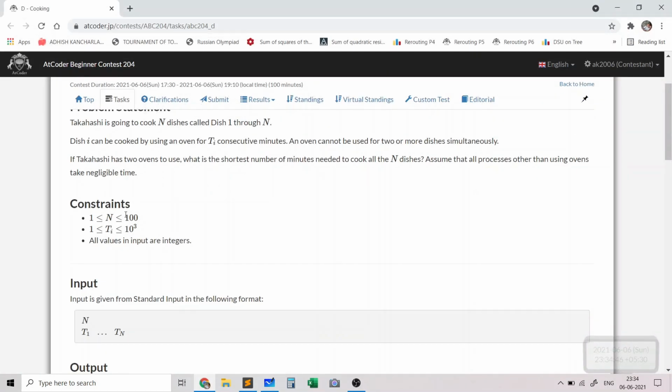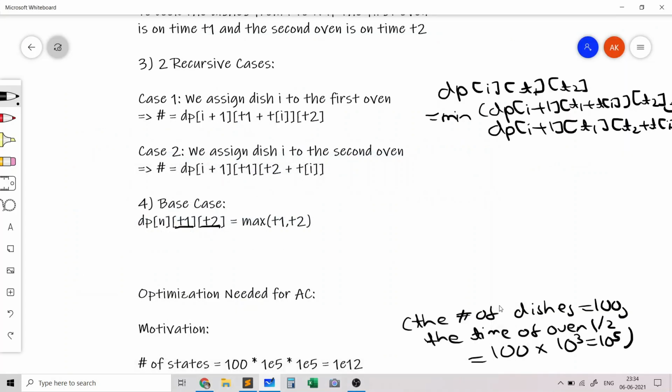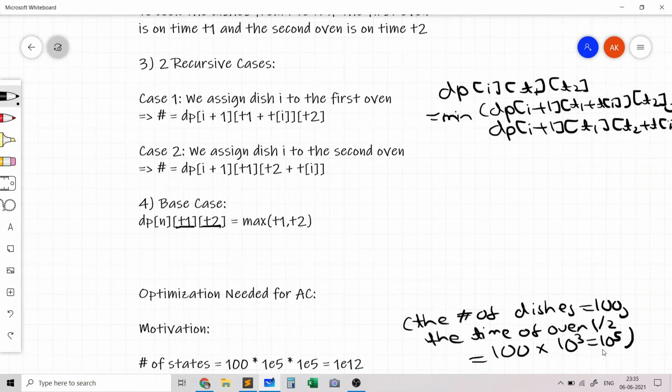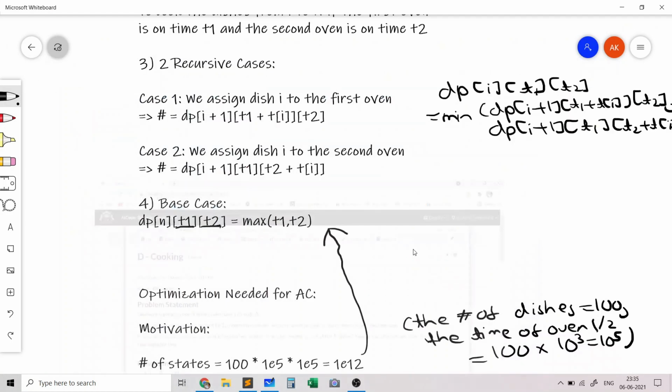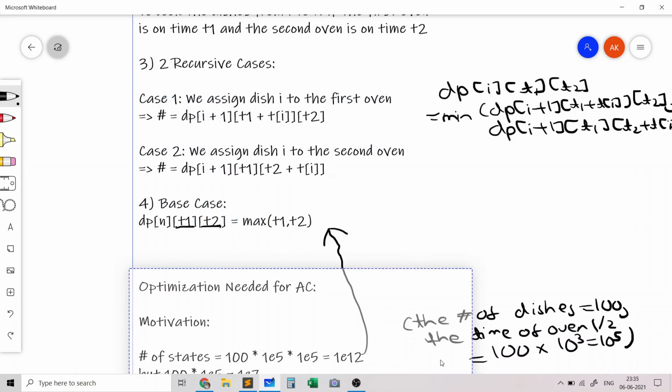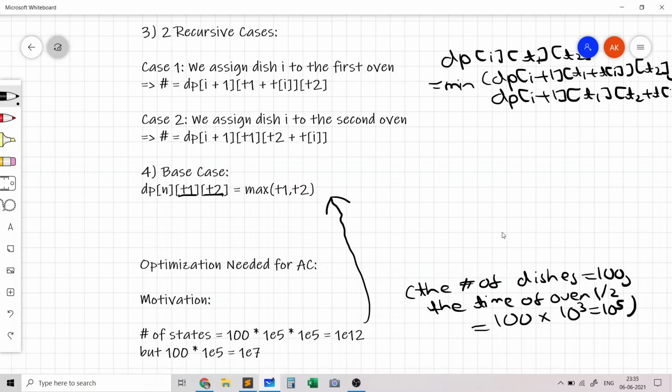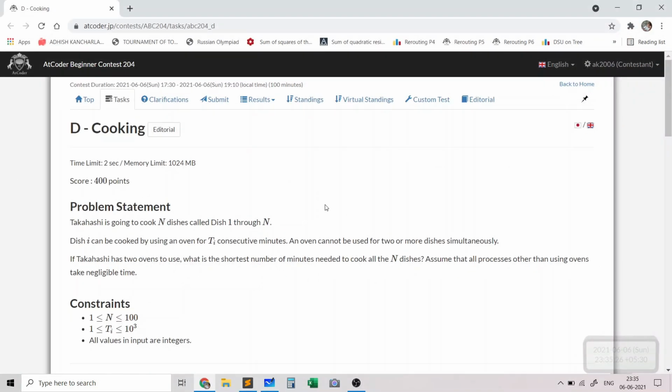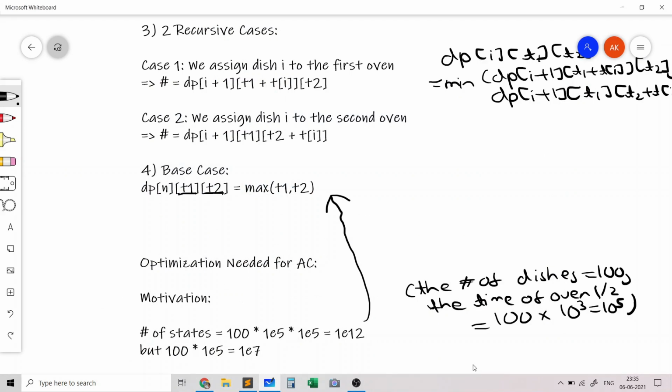And the reason why it can be 10 to the 5th is because in the worst case all the Ti values are 1000, and when we reach the end the value of T1 would become 10 cubed into 100, which is 10 to the 5th, and the value of T2 would also become 10 to the 5th in some cases, and at max there are 10 to the 12 states as per this solution. However, this is obviously too slow to run in 2 seconds. But notice that 100 into 10 to the 5th is 10 to the 7th, which will definitely work in 2 seconds. Now this motivates the following idea.